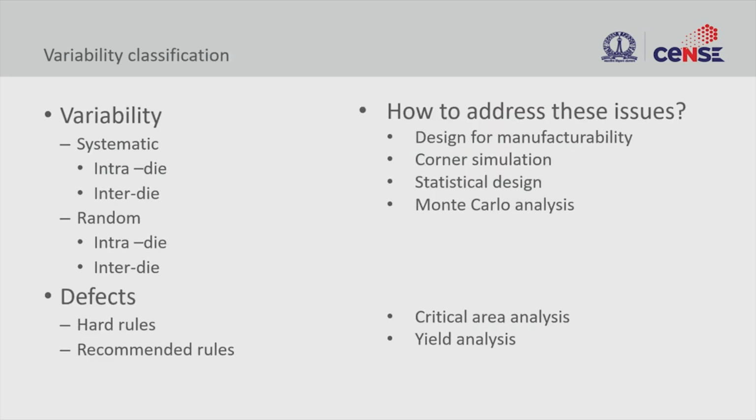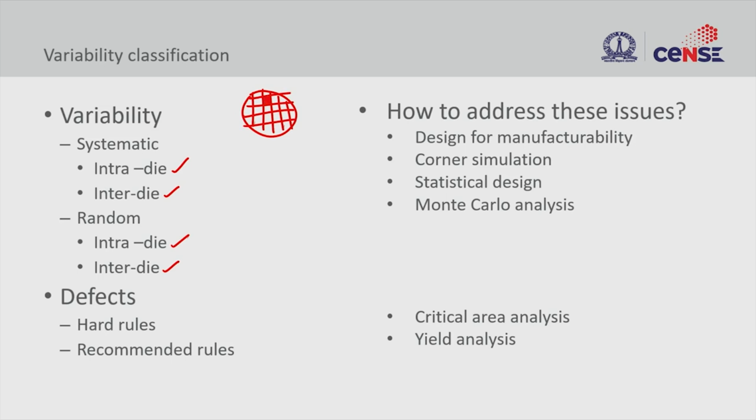And the variability could be classified in different ways, as I mentioned, systematic and random. And this is the scale. It could be intra-die or inter-die, and the random variation could also be intra-die or inter-die. So the die here means just the chip. If you take a wafer, you can have multiple chips inside this footprint, and each of these chips is called a die, a chip or a die.